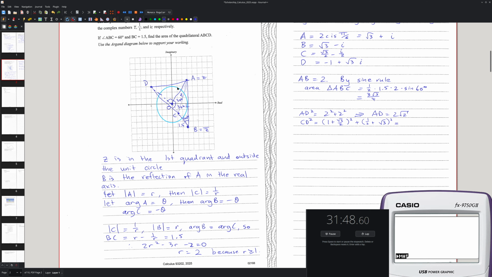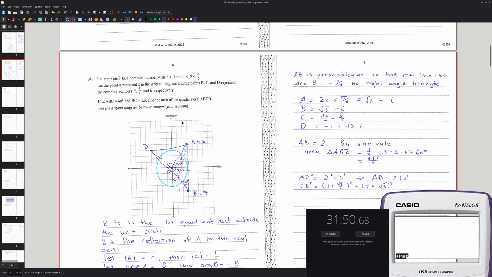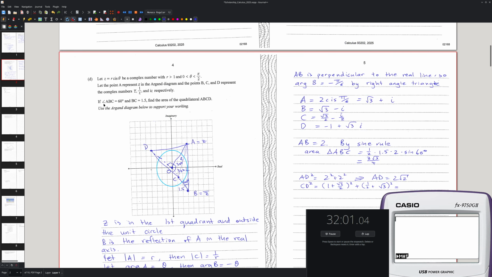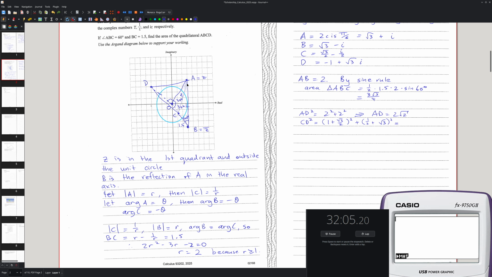So that's why, wait, do we care about exact form for skull calculus? I forgot if they care about exact form. Like, find the area of the quadrilateral ABCD. Okay, let's draw a bit of diagram. Actually, whatever. Should be fine.